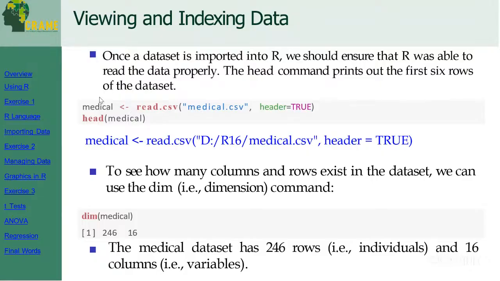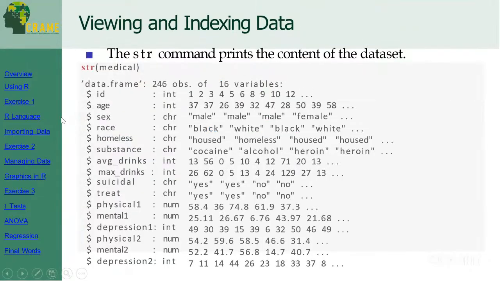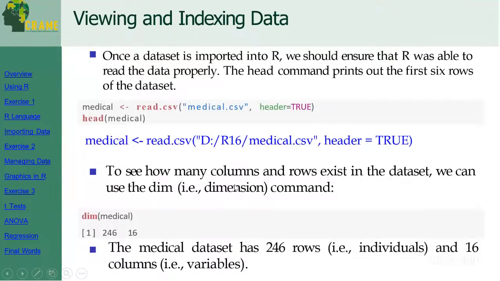If I write here medical, read.csv, medical.csv, header is equal to true, is that going to work? Is this code going to work? I would like to get a response from the audience. What do you think about this code? Anyone? The first code is written medical, assignment operator, read.csv, medical.csv. Okay, fine. Yeah, that's the right answer.